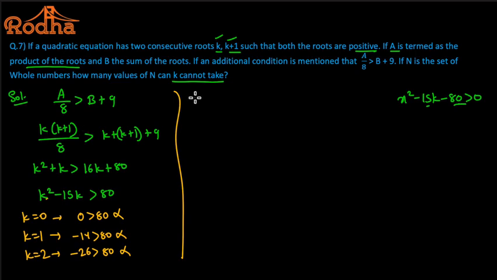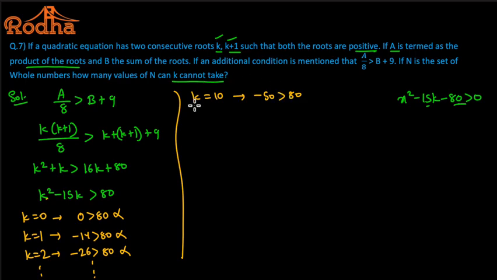So let's move till k equal to 10. What is happening at k equal to 10? If I look at k equal to 10, 10 square minus 150 is minus 50, which is still not more than 80. That means k cannot satisfy this condition, that this becomes greater than 80, right?